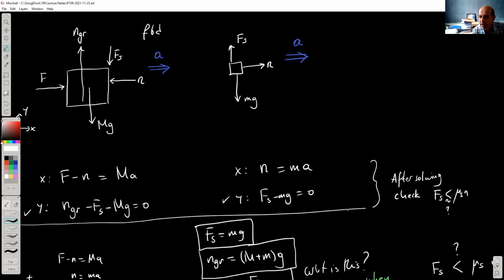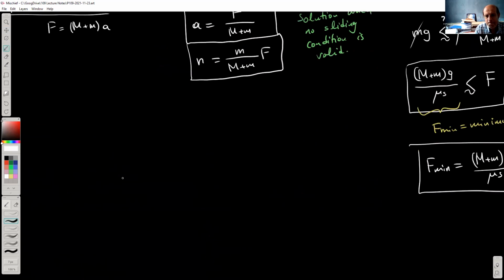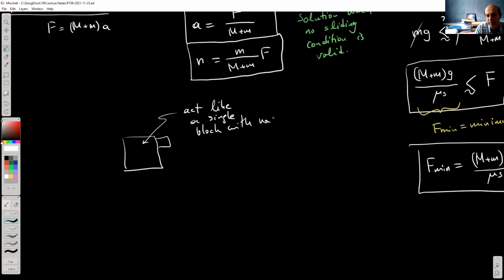First, can we also find acceleration by thinking like this? So both of these blocks basically act like a single block with mass m plus m, right? Because they have the same acceleration, a common acceleration. They don't move relative to each other. So if they don't move relative to each other, then there's no problem.